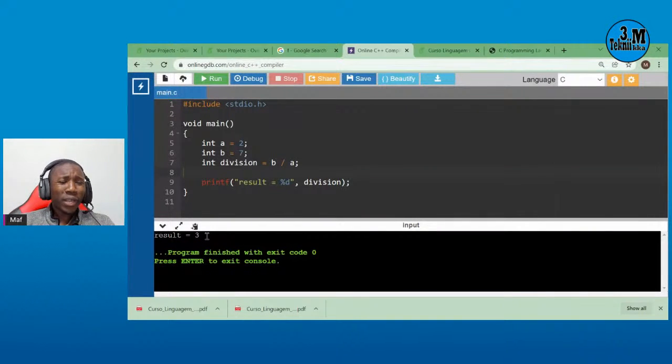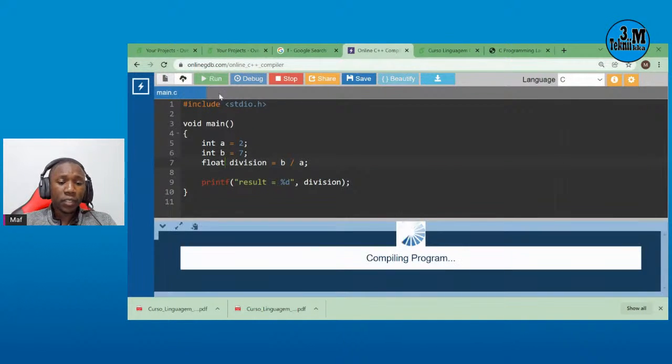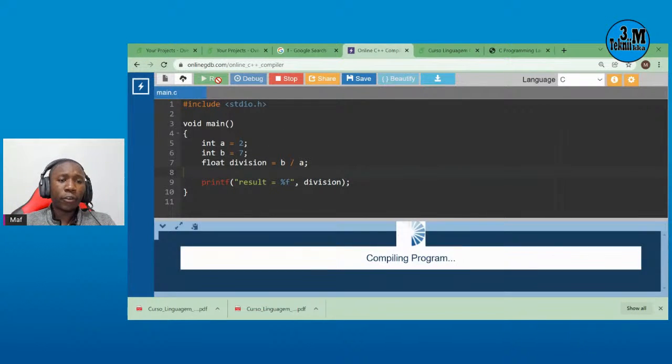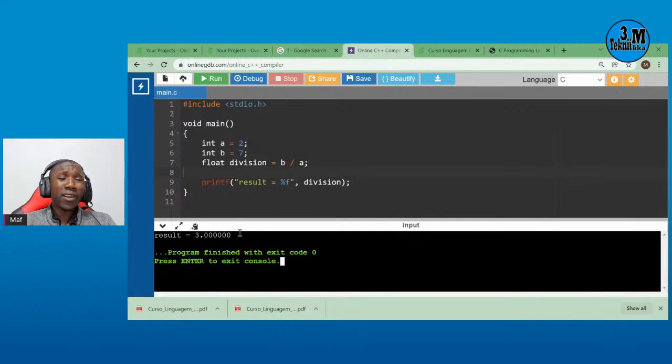This is 3. Why 3? Some guys might be asking why 3 and not 3.5 or something like that. That's because all this operation is integer, and in the domain of integer values we don't have point values. But if you had a float here, you would have 3.0. Why not 3.5? Because both these two values are integers.